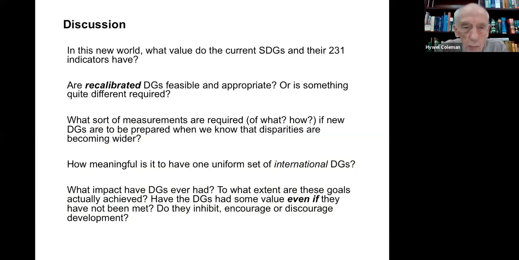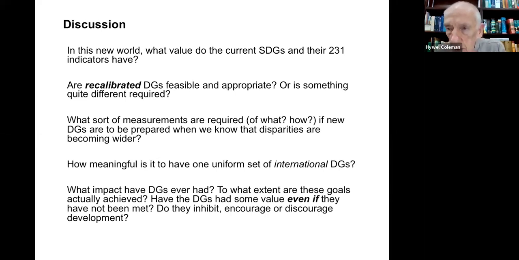So my final points are these. If we think back to the current SDGs, and as Philip pointed out, there are 231 indicators, is that right? How meaningful are those indicators now? How meaningful are the Sustainable Development Goals now, when education is going backwards, health is getting worse, and we're losing progress in many of the other indicators.